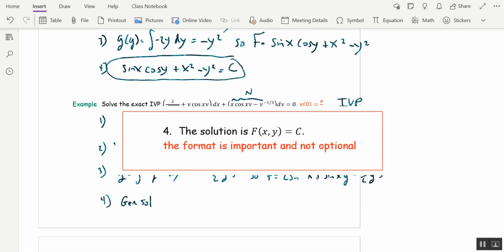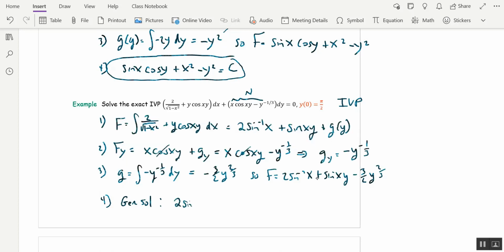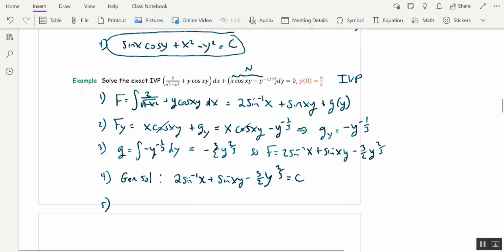General solution is big F equals c. So 2 sine inverse x plus sine xy minus 3/2 y to the 2/3 equals c. All right, and step 5, now I'm going to use the initial condition that y of 0 is pi over 2. So everywhere I see an x, I put in a 0. Everywhere I see a y, I put in a pi over 2.